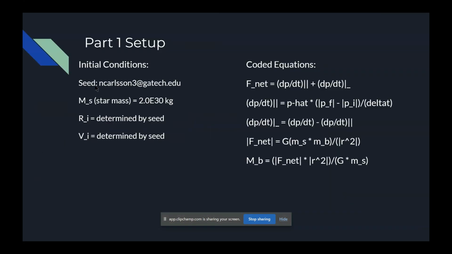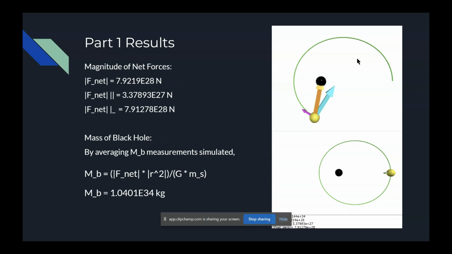So for this model, we're going to need the seed, which is my email here, and the initial star mass. The initial velocity and position are going to be determined by that seed. The coded equations are essentially going to be that parallel and perpendicular force, momentum, etc. that we talked about. And we're going to need to rewrite the net force of gravity equation in order to find the black hole mass, which is going to be shown at different points in the process. So here's the process. I would show you, but it takes forever. So I'm just going to briefly show my code at the end of this to prove that I did it.